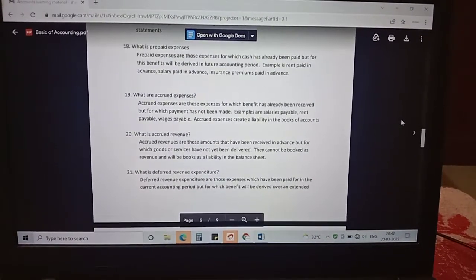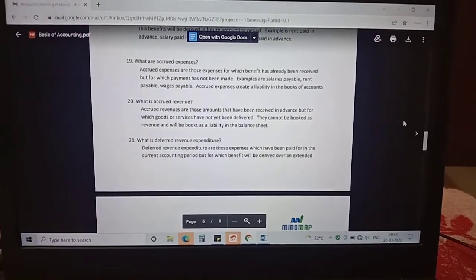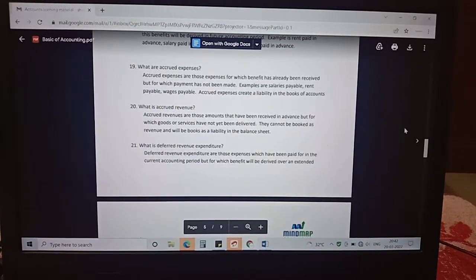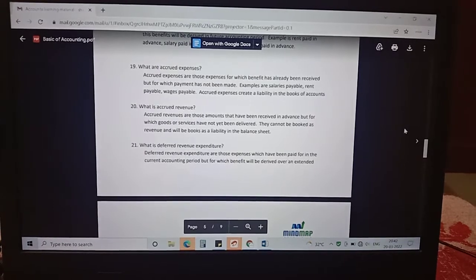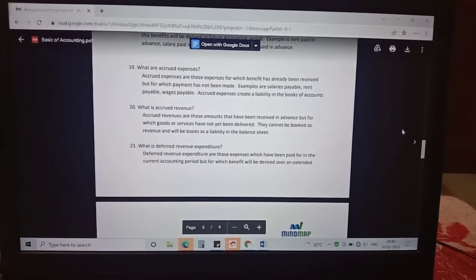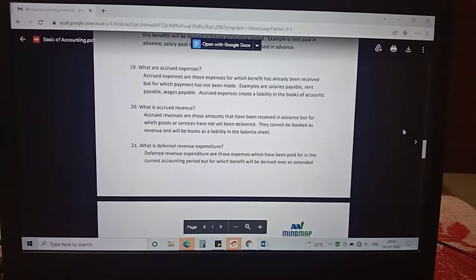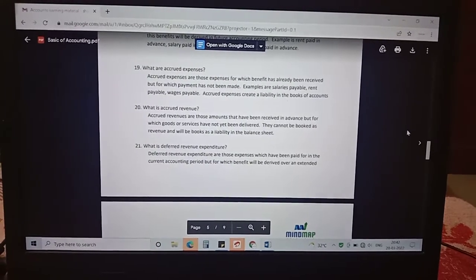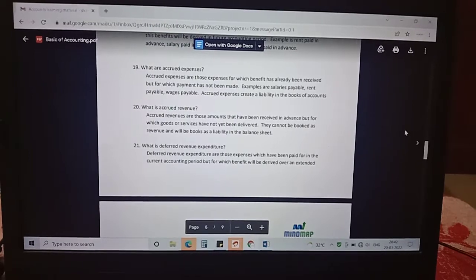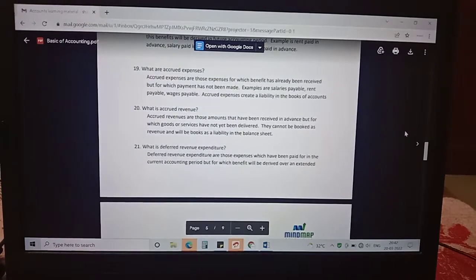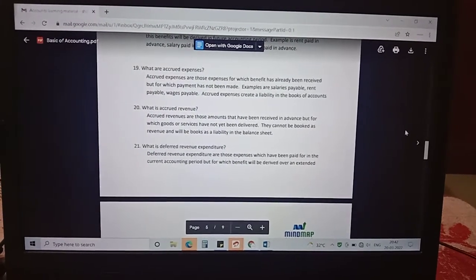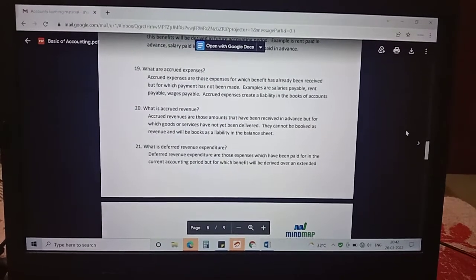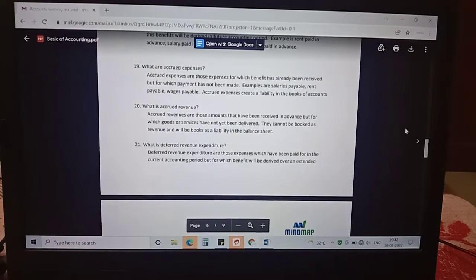The next question is accrued expenses. These are expenses for which the benefit has already been received, but for which payment has not been made. Examples of accrued expenses are salaries payable, rent payable, wages payable, and accrued expenses create a liability in the books of accounts.